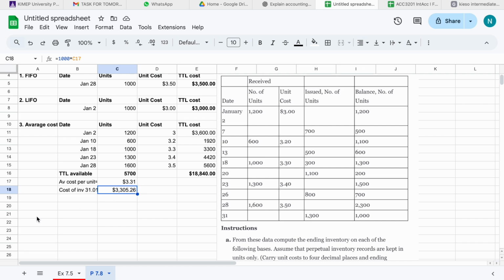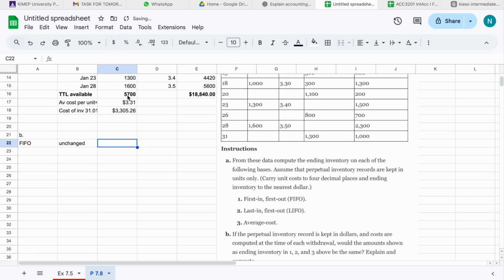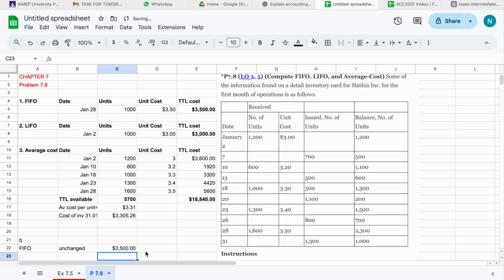So the total weighted average cost is going to be 3310. If the perpetual inventory system computes costs at the time of each withdrawal, we are going to have FIFO as the ending inventory is the same as in part A. Why? Because the most recent purchases remain in stock at the period end, so it's going to remain 3,500.